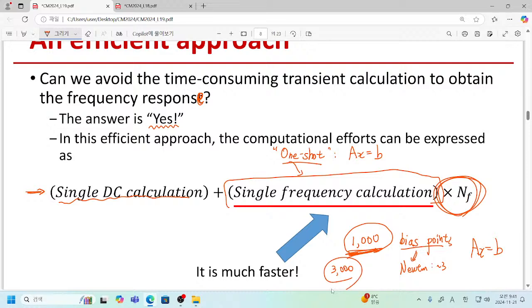And now in this case, we need only one linear system solution, corresponding to 1 Newton iteration. So the difference would be on the order of thousands of times faster than before. This is the real breakthrough.